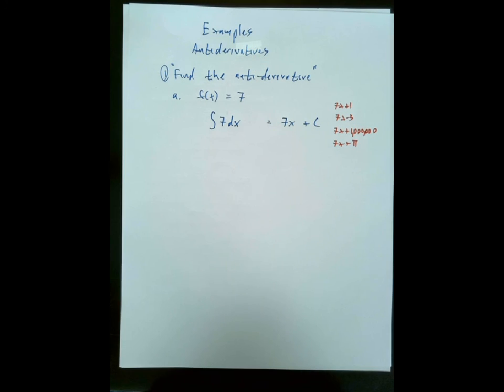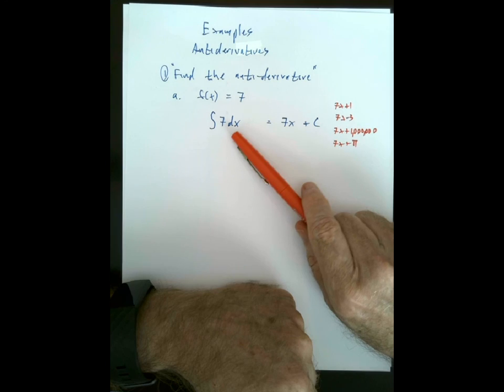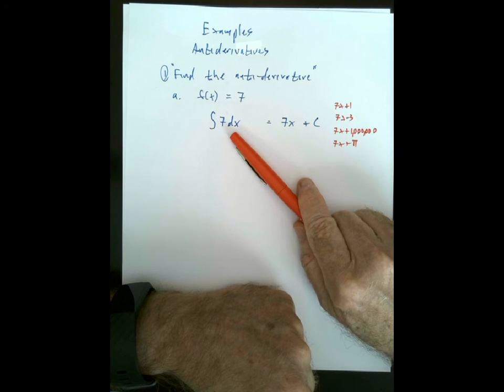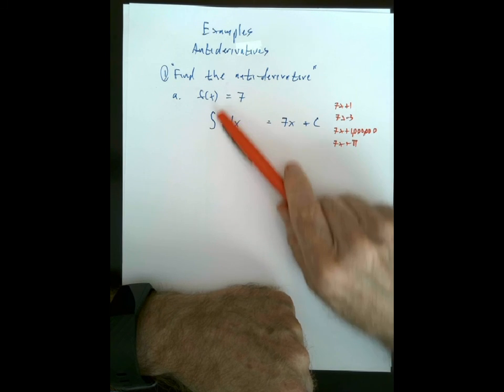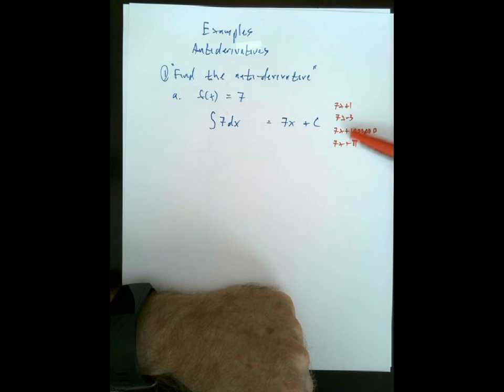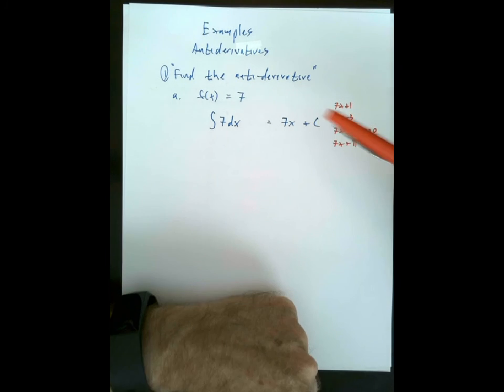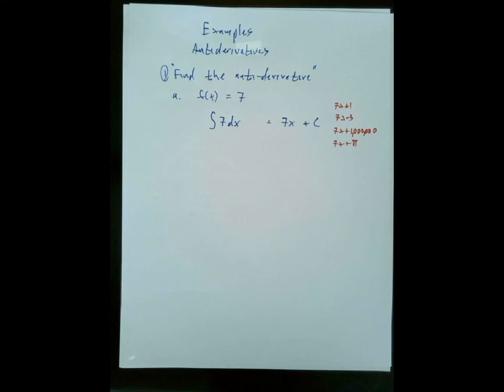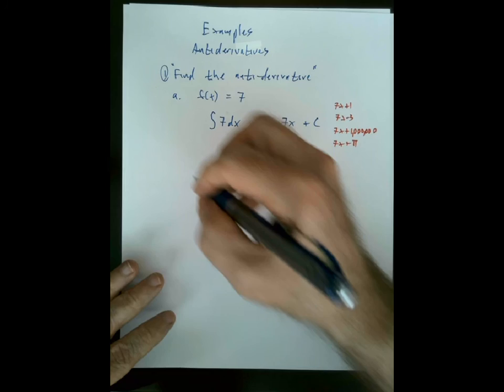So this is one look when we're taking an antiderivative, and when we're calculating this indefinite integral. We're not going to get a single number because we're not given these limits of integration. But what we get is an entire family of functions, 7x plus c.